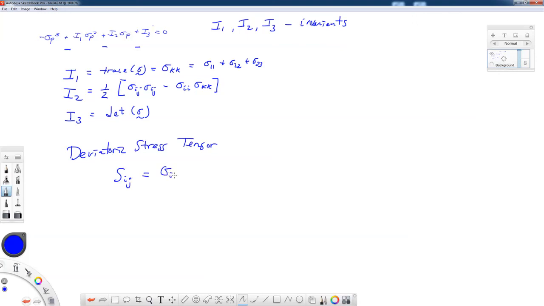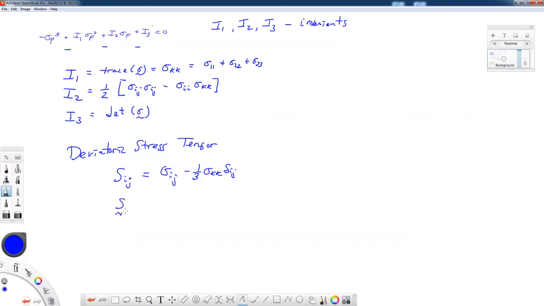Alright, so deviatoric stresses are defined as the regular stress tensor minus what we call the hydrostatic stress. There are different ways to write this. So S_ij is equal to sigma_ij minus 1/3 sigma_kk delta_ij. This is our Kronecker delta. It's equal to 1 only if the i and j indices are equal, and it's equal to 0 otherwise. And here's sigma_kk, which we know is the trace. That's sigma_11 plus sigma_22 plus sigma_33, which we have divided by 3 right here.